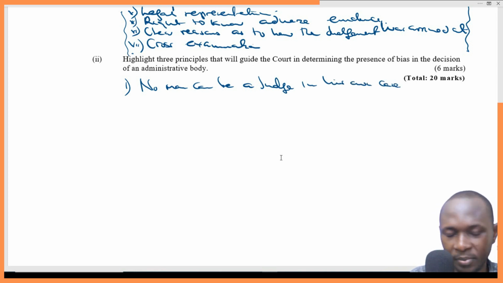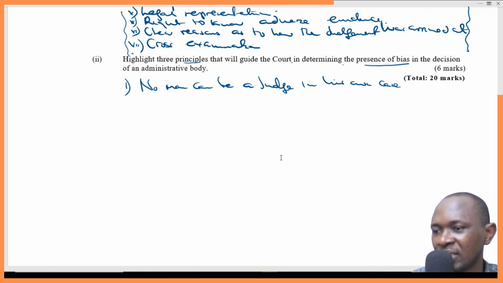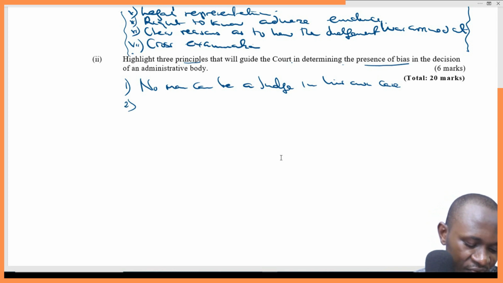This is a very important principle that will guide the court in determining the presence of bias. Chances are very high that if you become a judge, or possibly your kin is a judge, there will be presence of bias. So you cannot be a judge in your own case, or your kin may not be a judge in your own case, because there will be elements of favoritism.